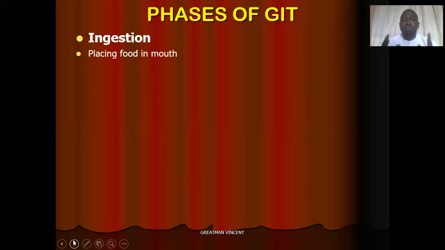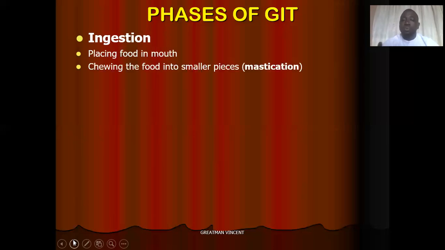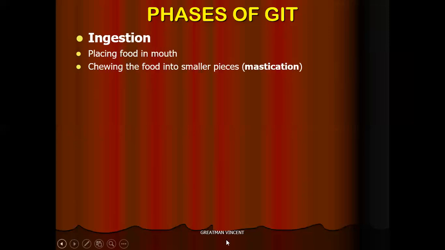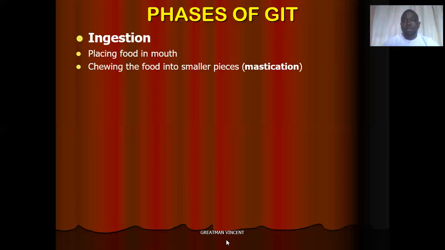So now, with the phases of the digestive system, you want to talk about ingestion. When we talk of ingestion, we are talking about putting food in your mouth, and after putting food in your mouth, you have to break down the food into smaller pieces in a process we call mastication. We're going to take time and consider this mastication process, and see what goes on as far as mastication is concerned. All these things are happening in the oral phase, or the ingestion phase.